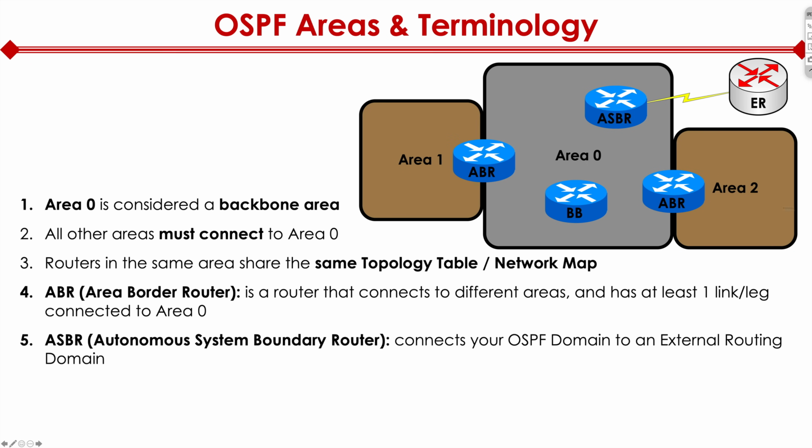We also have an ASBR, which stands for Autonomous System Boundary Router, which in this case is this guy. So it has one leg into Area 0, into OSPF, and it has another leg into another external routing domain. Now this could be BGP, this could be EIGRP, this could be ISIS, could be RIP version 2, but I hope not. But the bottom line is the ASBR connects you to the external world.